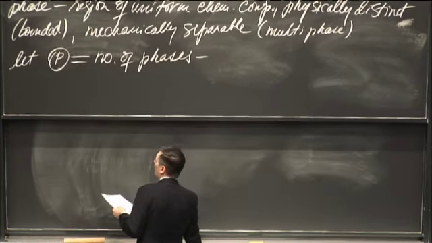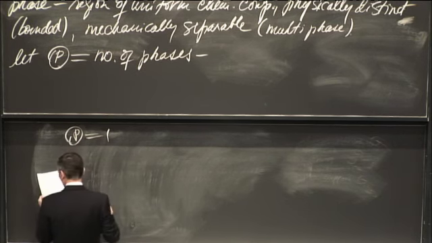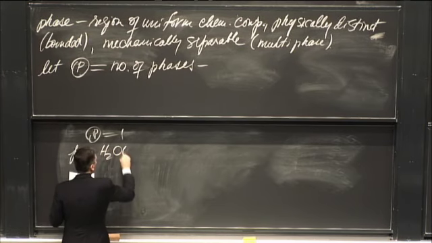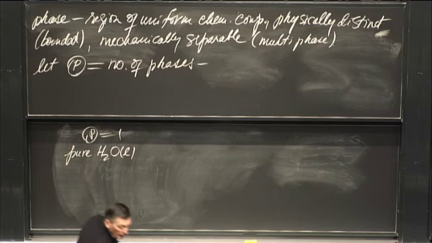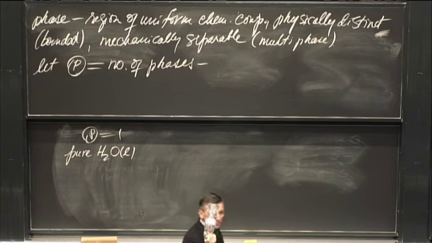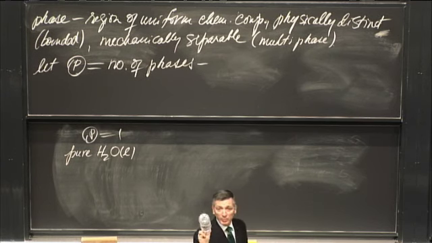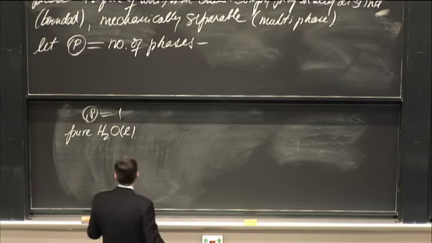So let's take a look at some examples. Here are some examples of P equals 1. A simple one is pure water, pure H2O liquid. Wherever I have the water, it's all of the same chemical composition. It is physically distinct. I can put a boundary around it. And in this case, there's nothing to separate because it's just a one-phase system.